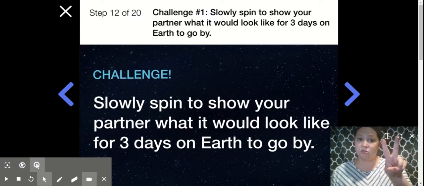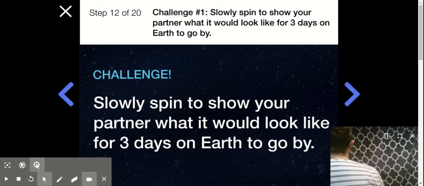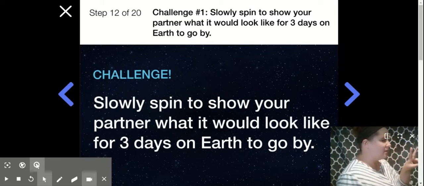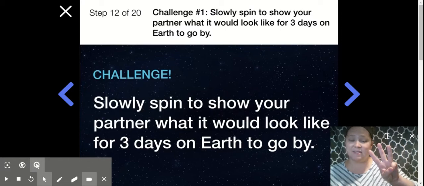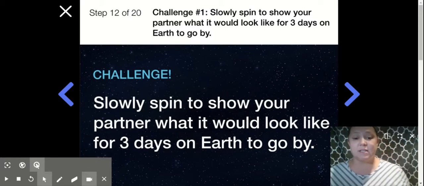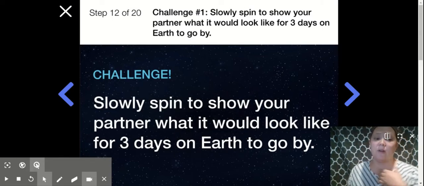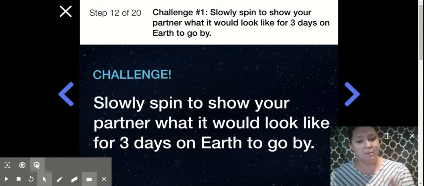2 spins, 2 days. And I think you could probably start to see a pattern now. 3 spins. So three complete rotations equals 3 days. So in that time, we have 3 partial days, so 3 12 hours of daylight and 3 12 hours of nighttime.